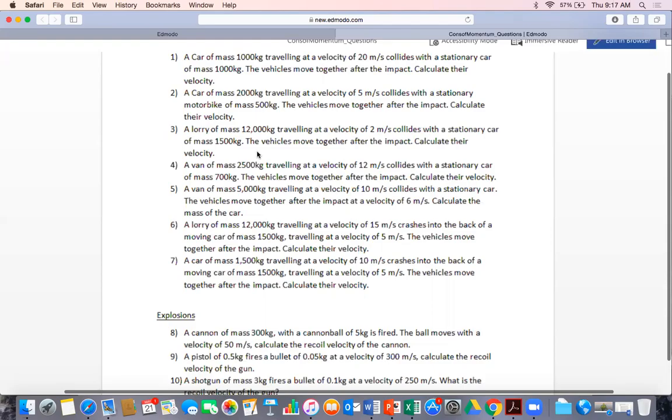Number 5 also. Sorry? Number 5. Okay. Who wants to try number 5? Anyone managed to get number 5? What's the answer for number 5? Number 5 is 3,333 kg.